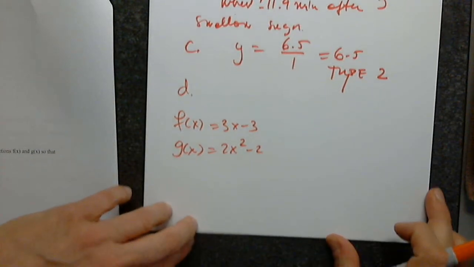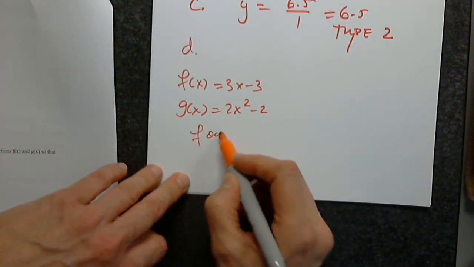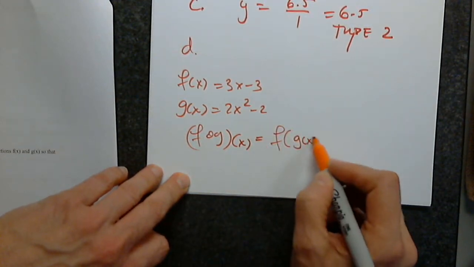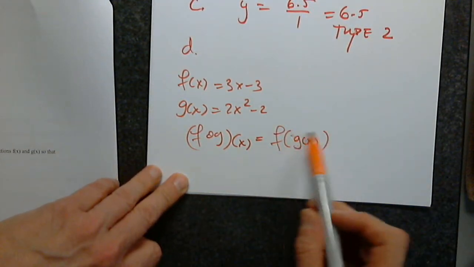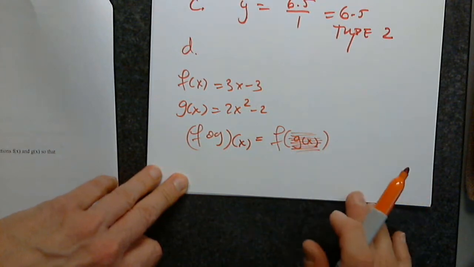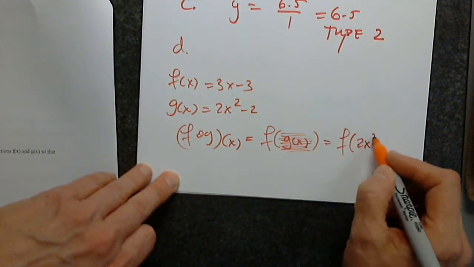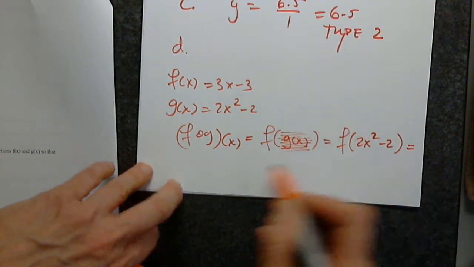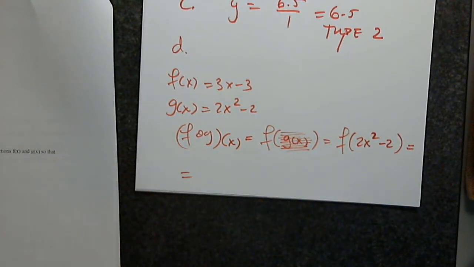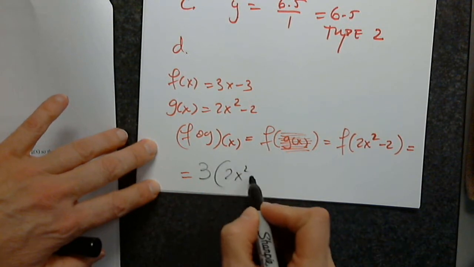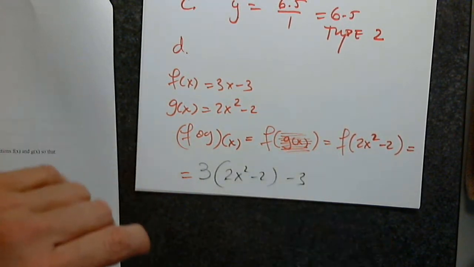Okay, so first we want to find f comp g. By definition, this is f of g of x. As you remember, I like to do this just to trigger your memory. So this is f of 2x squared minus 2. And now we have to look at f. F says 3 times whatever you want minus 3. So 3 times 2x squared minus 2, minus 3.